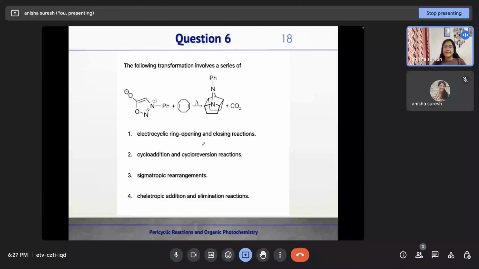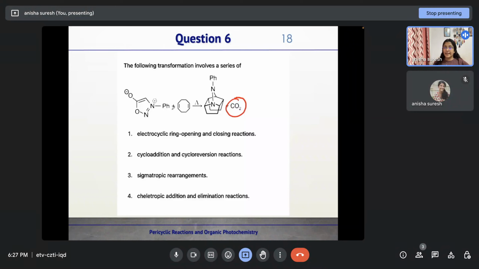Now coming to question number 6. The following transformation involves a series of... So here we have been given a dipole and a dipolarophile, and under heating conditions they have shown CO2 will be eliminated. So what sort of reaction is taking place here? Is it an electrocyclic ring opening and closing reaction? Is it a cycloaddition and cycloreversion reaction? Is it a sigmatropic rearrangement? Is it a cheletropic addition and elimination reaction? So the right option will be what?